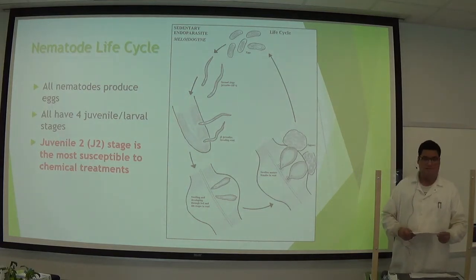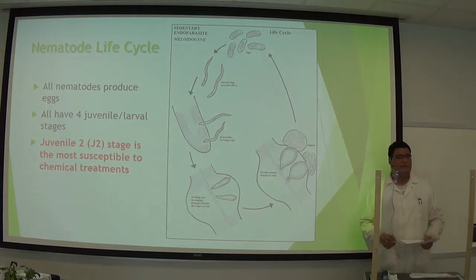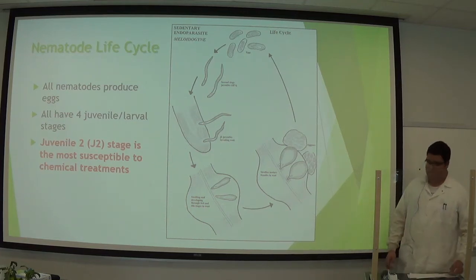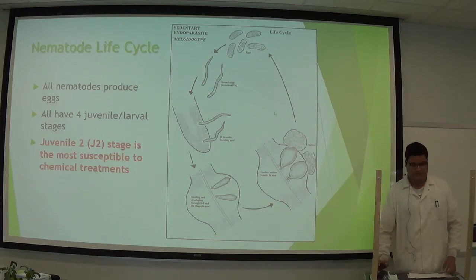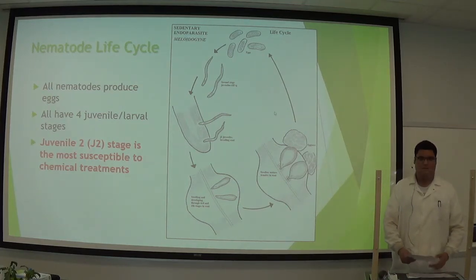Now, within the life cycle of nematodes, you have different stages that we refer to. The stage that we're concerned with is the J2 stage, which is the juvenile 2 stage. It's the most susceptible to chemical treatments. The juvenile 2 stage is the stage between being in the eggs and before they infect the root, so they're out in the soil. So why would the J2 stage be so susceptible to chemical treatment? What do you guys think?